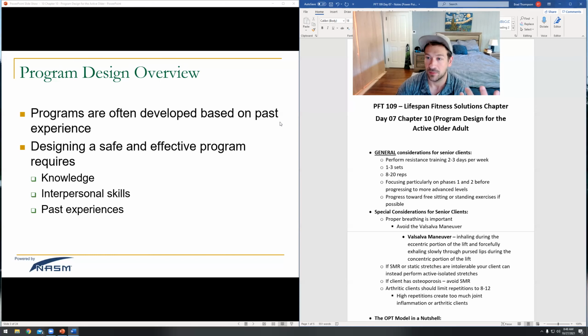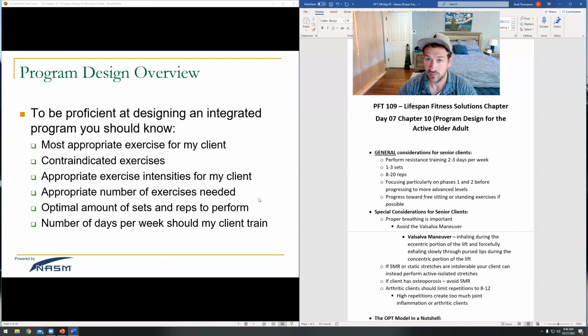A lot of times people will just do something that they did in high school, or the same kind of thing they did with a trainer once years ago. But when it comes to actual program design, going back to what we talked about yesterday about being as specific as possible, we want to design safe and effective programs based on our knowledge set, which is obviously going to be much more advanced than somebody who hasn't studied how the body works. Our interpersonal skills, understanding how to meet the needs of our clients. And then past experiences, there is a little bit of that as well, but it all comes from a place of scientific knowledge, which is what we've been studying for the last couple of weeks, or months, or however long.